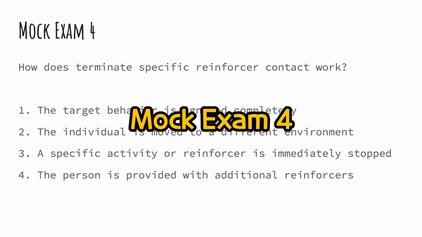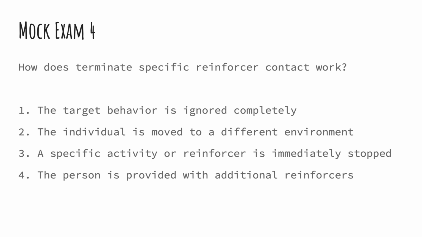Mock exam 4. How does terminate-specific reinforcer contact work? 1. The target behavior is ignored completely. 2. The individual is moved to a different environment. 3. A specific activity or reinforcer is immediately stopped. 4. The person is provided with additional reinforcers.